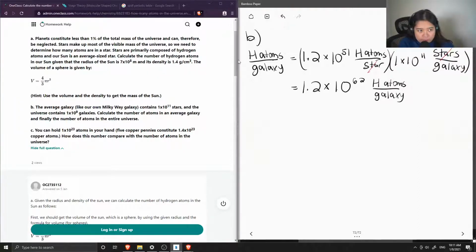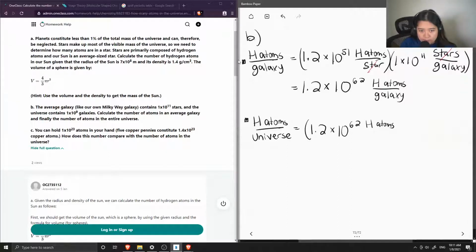Okay, so now we need to find how many atoms are in the universe. So hydrogen atoms per universe, we need to multiply again. So now we have 1.2 times 10 to the 62 H atoms per galaxy. And now we need to multiply by 1 times 10 to the 9.